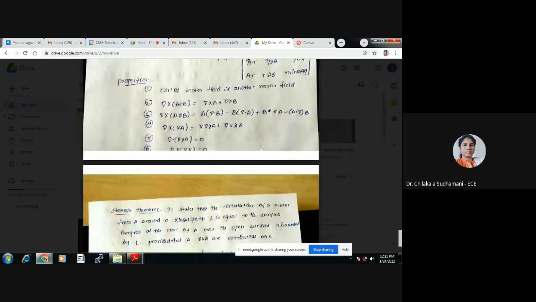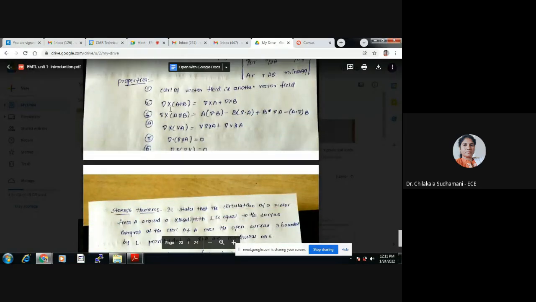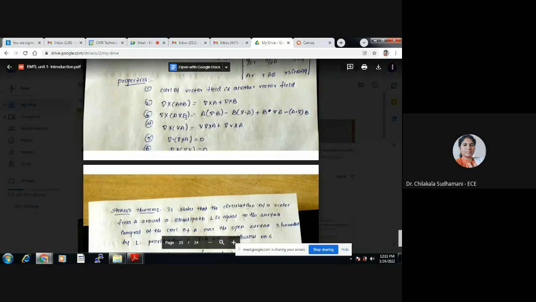Now, the important one is: what are the properties of the curl operation? So the curl of A plus B, that is del cross (A plus B), is equal to del cross A plus del cross B. If you observe the cross operation here, del cross (A cross B), like the associative property, is equal to A times of del dot B minus B times of del dot A plus B dot del times of A minus A dot del times of B. This is the formula for del cross (A cross B). And if it is a scalar times a vector, then this is the formula.